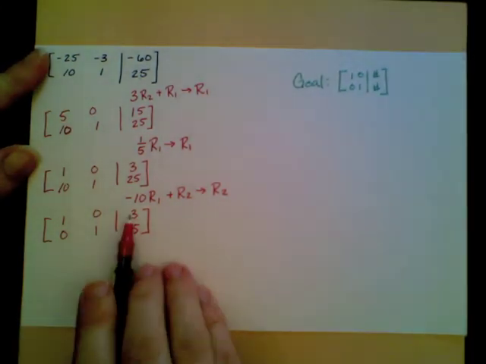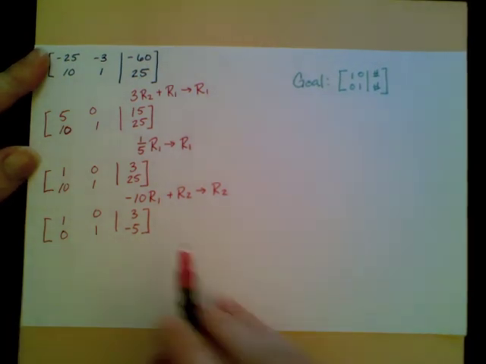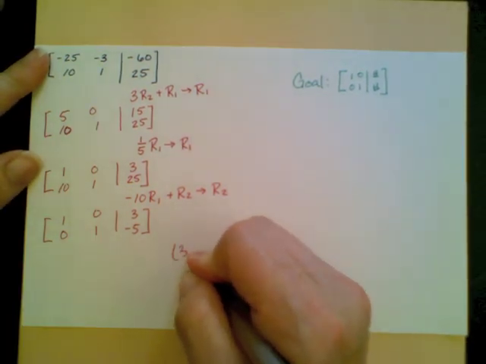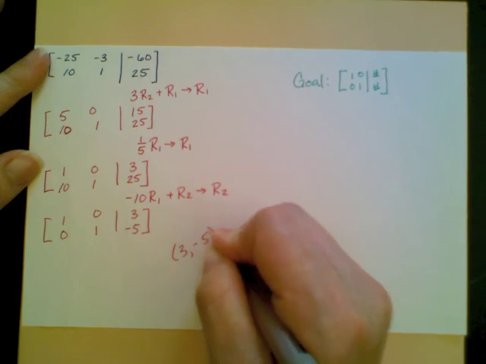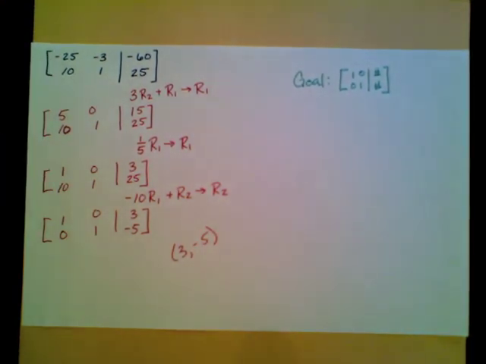And so I do have a solution, since I was able to get this in my goal form. I do have a solution, and that solution is 3, -5. And that is our final example of solving linear systems using matrices.